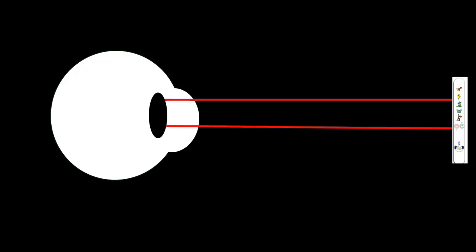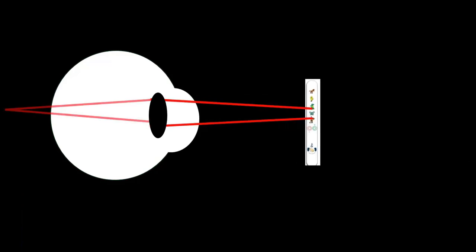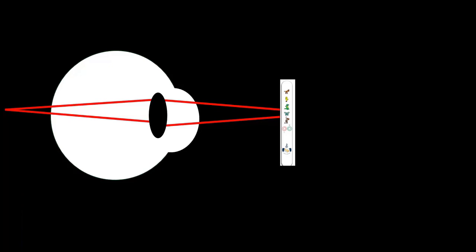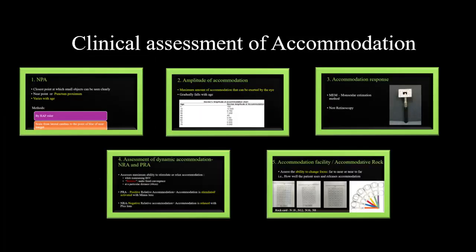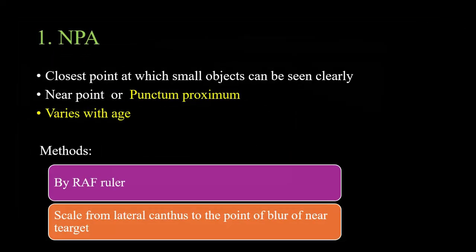So next we move on to accommodation. So what is accommodation? When from a distance, the rays come parallel, they come to a point of focus on the retina. The same stimulus, when it's coming from near, has diverging rays. So the rays are focused behind the retina, and what our eye does is there is going to be an increase in the curvature of the lens so that the rays are brought back onto the retina. So this is accommodation.